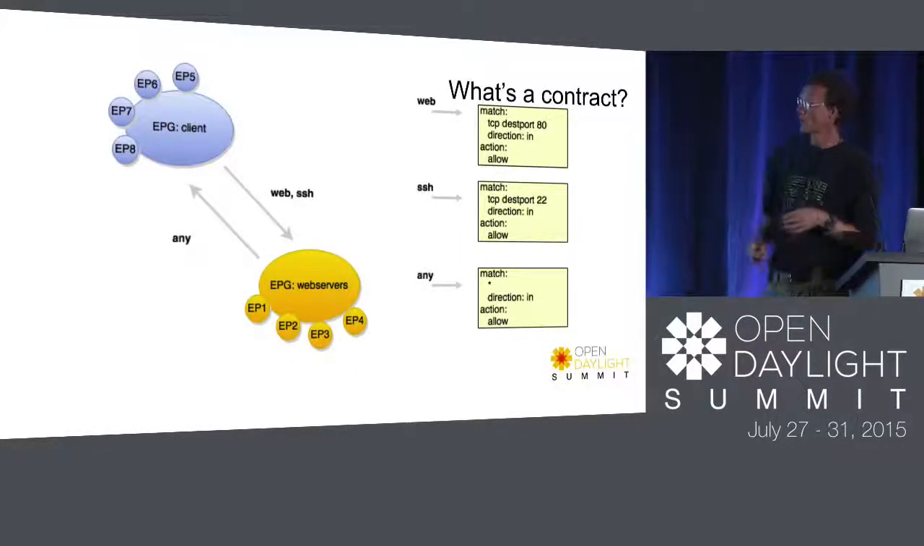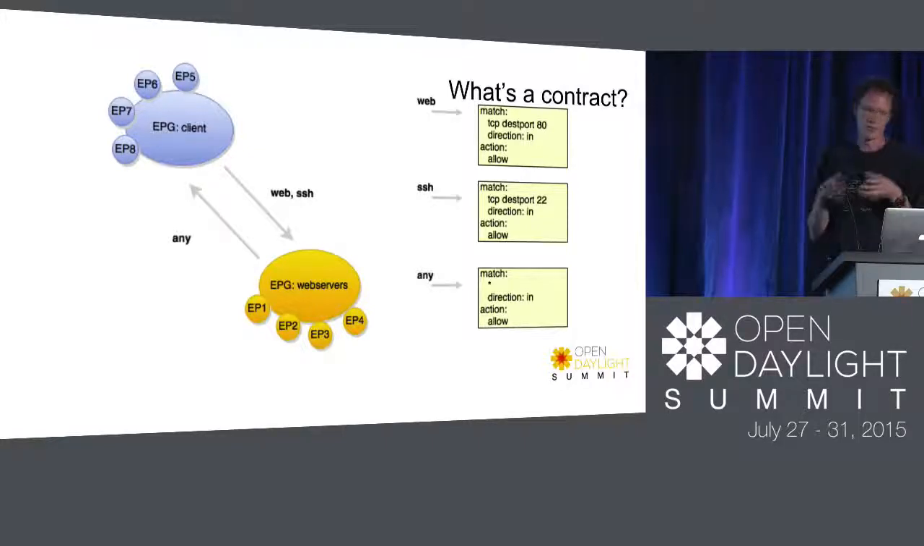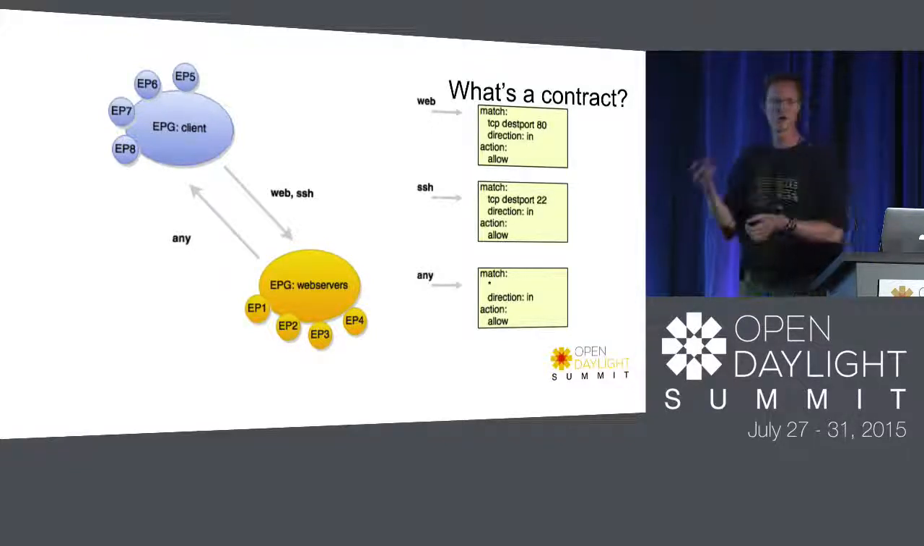So then what's a contract? If we have a group of things, then the contracts themselves have this notion of directionality, right? So you have a consumer and a provider. You have to have someone, a group, consuming the contract. You have to have someone providing.